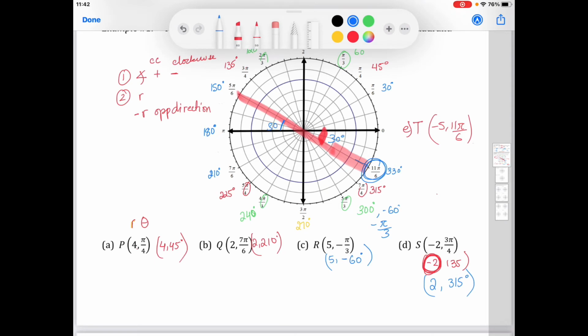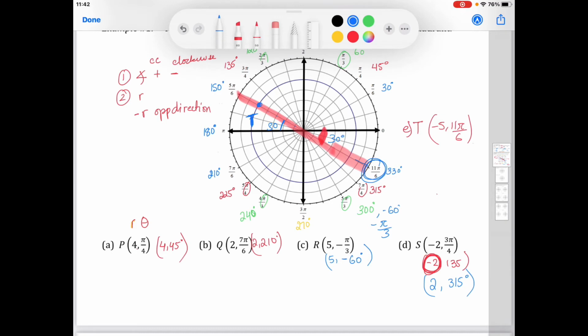The angle here is 30 degrees. The reference angle, and here also it is 30 degrees, so you're good. Now it's negative 5, so I'm going to go 5 out. 1, 2, 3, 4, 5. So that is where my point T is. That's it. There's nothing more to it. It's just the opposite direction of R.